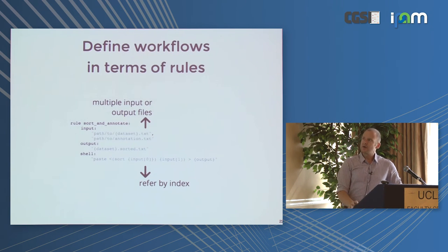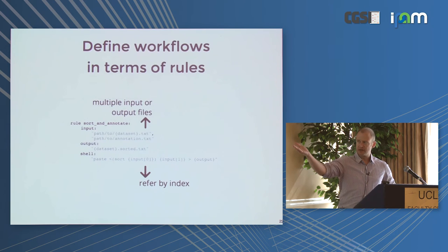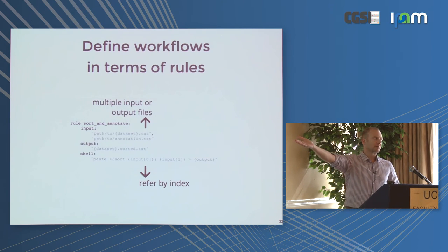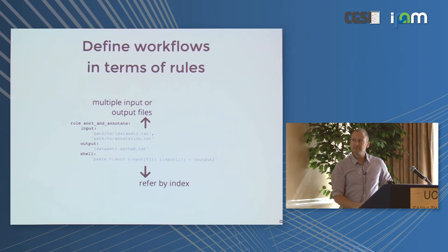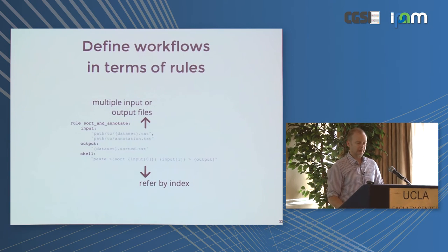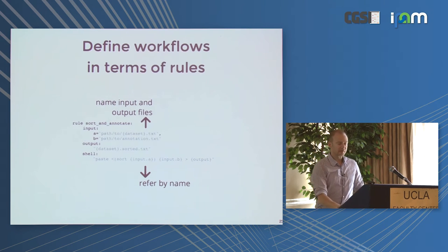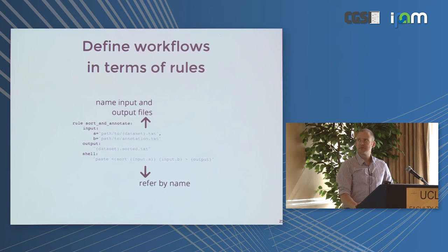Here, how can you have multiple input or output files? You just write them all below the directive. Very easy. And then you can refer to the single parts of the input or the output by using ordinary Python syntax. For example, if you would like to refer to the first input file, you write curly brackets input[0], second one is input[1]. You can refer to the input files by index. You can also refer by name. If you code it like this, you can write input.a or input.b.